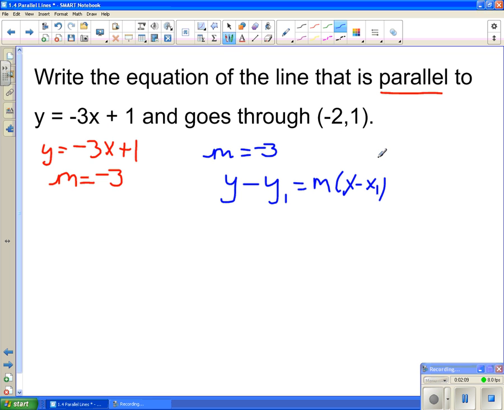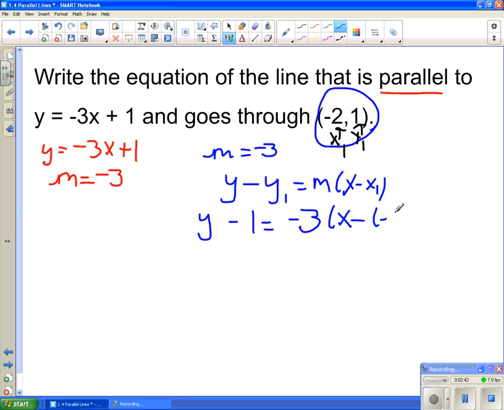My x sub 1, y sub 1 is going to come from this point here. My x sub 1 would be my negative 2. My y sub 1 is going to be this 1 right here. So this tells me my x sub 1 and my y sub 1. Let's go back down here and plug the values in. I've got y minus my y sub 1, which is 1, equals my new slope, negative 3, times x minus my x sub 1, which is negative 2. And notice I'm using parentheses, and that's something you should be using as well.